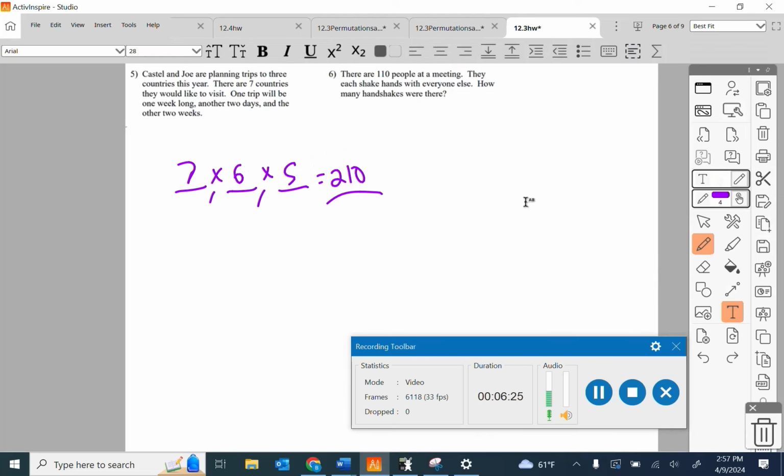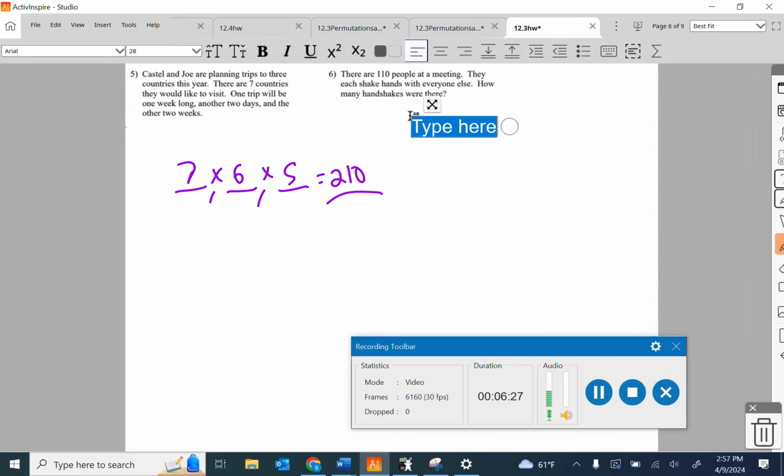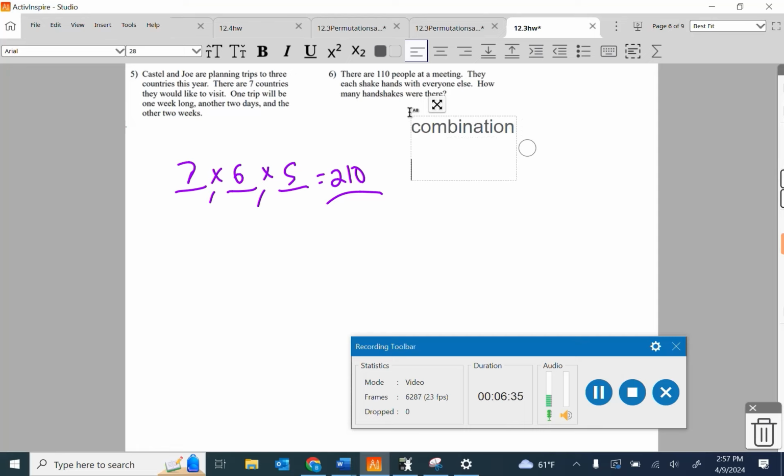So, think about this again. Order doesn't matter. Like, if you shake somebody's hand, it doesn't matter that they've shaken your hand. This is a combination. That's where I'm going to stop it at. This is 110 C2. And then I'm going to push some buttons.